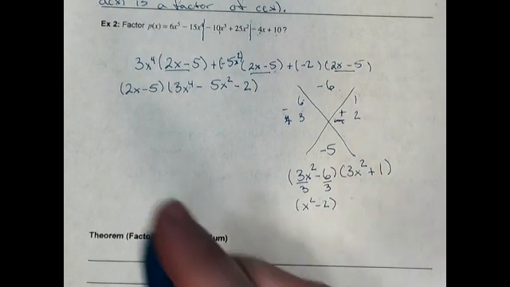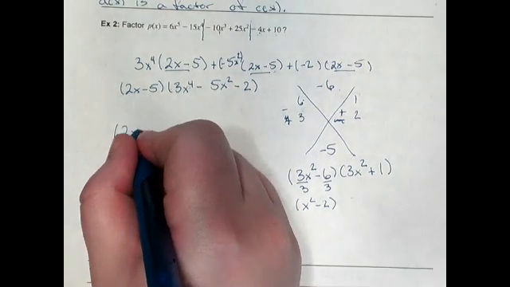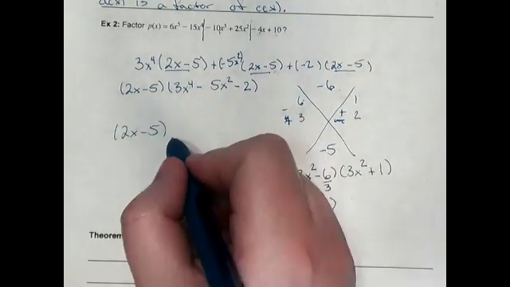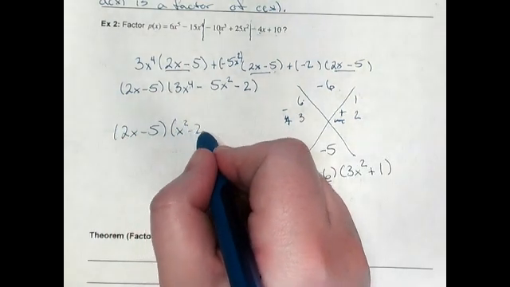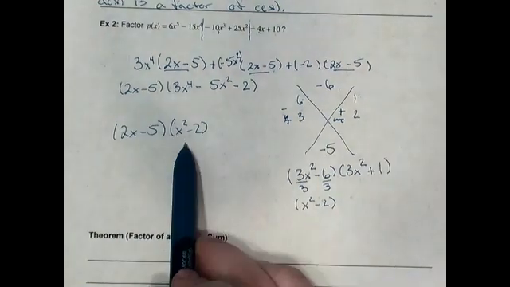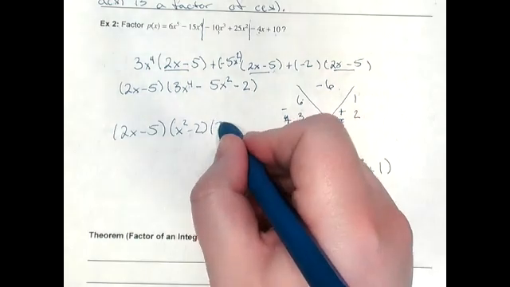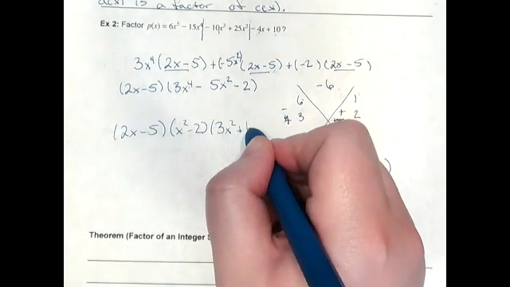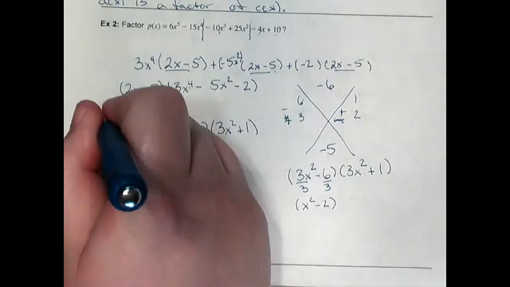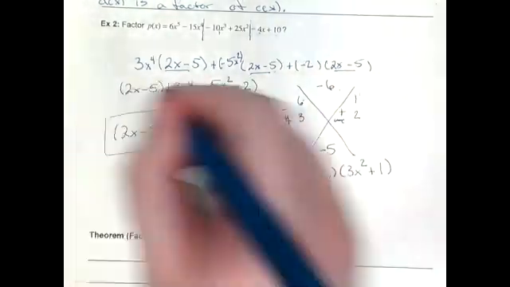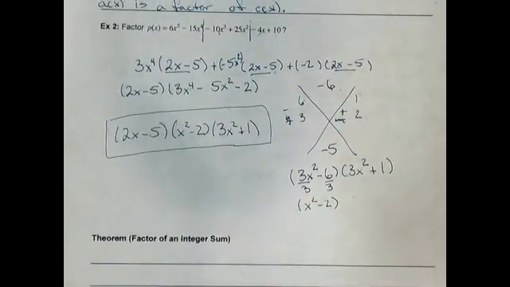So all my factors: 2x minus 5, I've got x squared minus 2. There's no more I can factor for that. That's not a difference of squares. 2 is not a perfect square. And then 3x squared plus 1. Those are all the factors of that polynomial we were given: 6x to the 5th minus 15x to the 4th minus 10x to the 3rd plus 25x squared minus 4x plus 10.